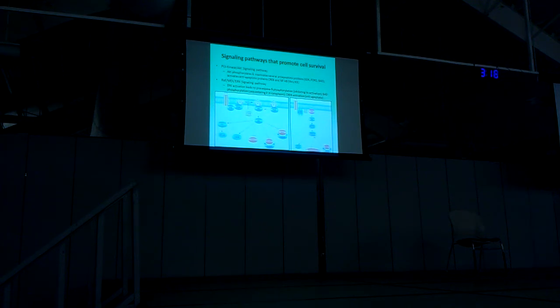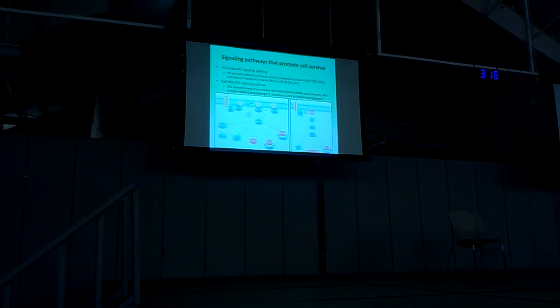ERK, the MAP kinase, is also able to phosphorylate caspase 9. This is before it's actually going to turn on caspase 3. So by phosphorylating caspase 9, it is going to inhibit caspase 9's activation. And then finally, we have activation of CREB. Again, CREB is your transcription factor, and you're going to have transcription of anti-apoptotic protein.